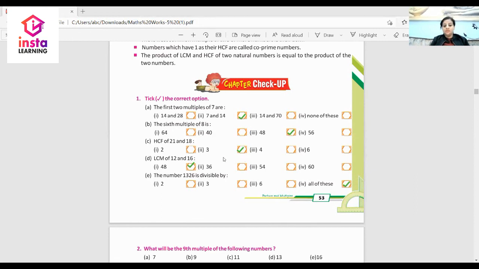21 and 18 come in the table of 3. So it is the factor. It is the highest factor. LCM is the common multiple of 12 and 16. In the tables of 12 and 16, what is common? That is 48. The number 1326 is divisible by 2 also, 3 also, 6 also. It means all of these are the numbers that divide it.